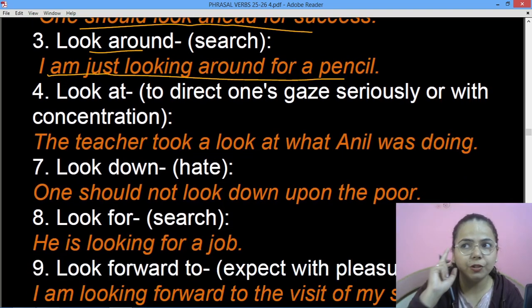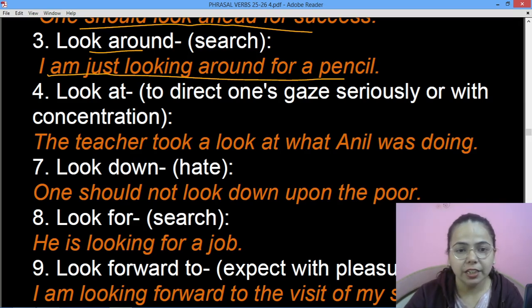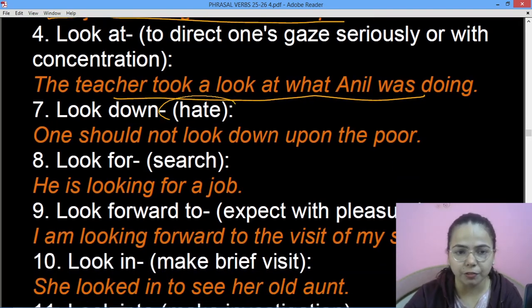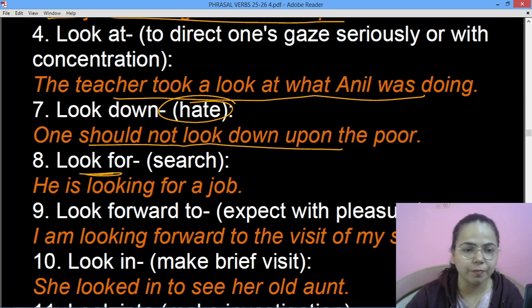Look at, when you're directly gazing at someone. The teacher took a look at what Anil was doing. Look down on someone means to hate someone. One should not look down upon the poor. Look for, you are again searching for something. He is looking for a job.